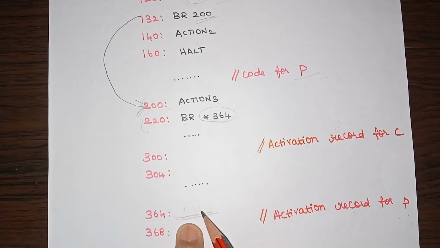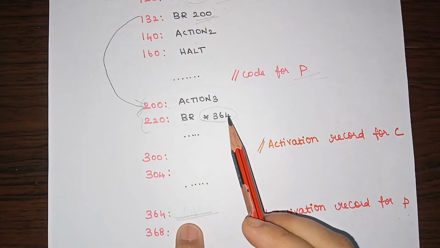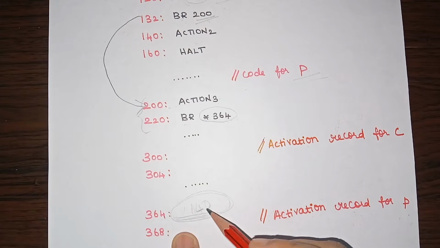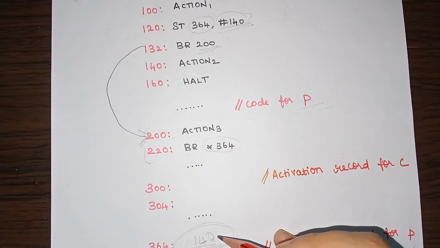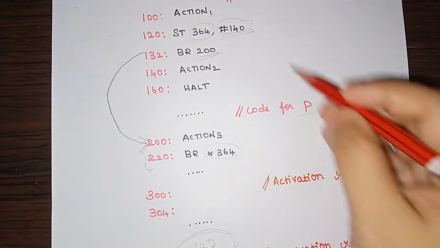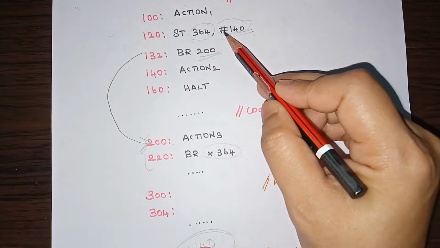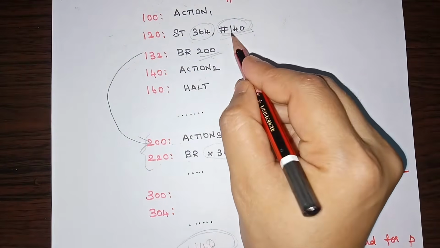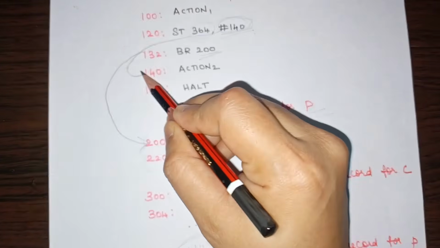Why? Because this is the activation record for the callee, and the first position contains the return address. So whenever this statement is encountered, the control will come here and it will fetch the value that is present inside this particular location, and it will contain the return address. So the control will go to the return address here. Okay, so here the return address is 140. After encountering this 140, now the control will move to the memory location 140.